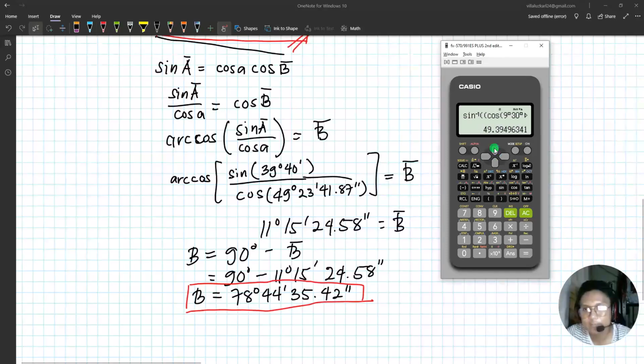Let's see if we have the same answer using the Sin-Tad rule. This is the answer from the previous solution, 44 minutes 35.41 seconds. So that's correct. The answer is acceptable.